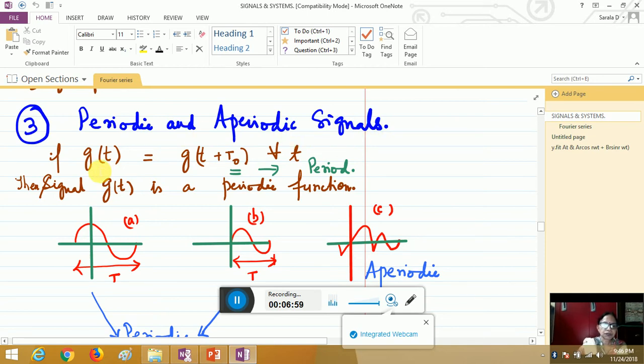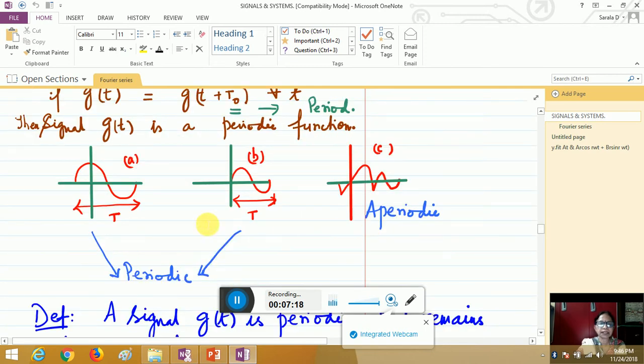If the given function g of t is equal to g of t plus t naught for all values of t, it implies that it is a periodic function. That means it is repeating itself after every time interval of t naught, which is referred to as the time period. So examples are this. This is the time period, it is repeating itself. In this example, the wave has different patterns at different instances of time. So we say it is a periodic signal.